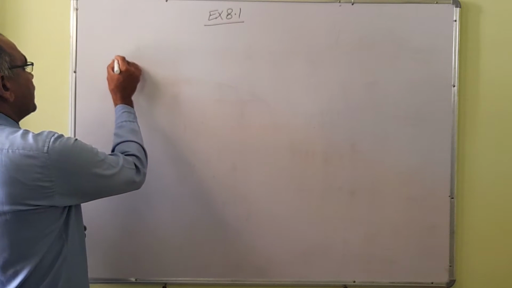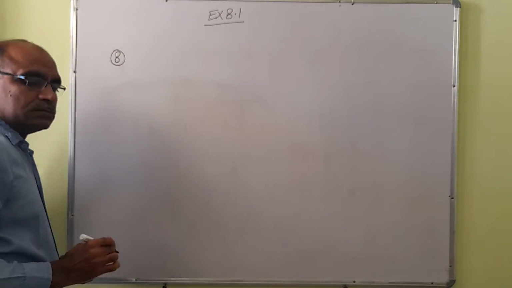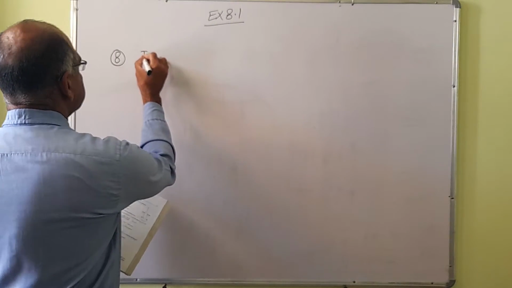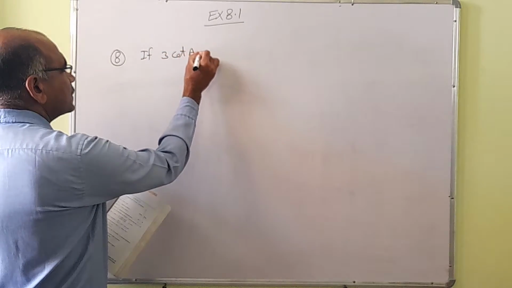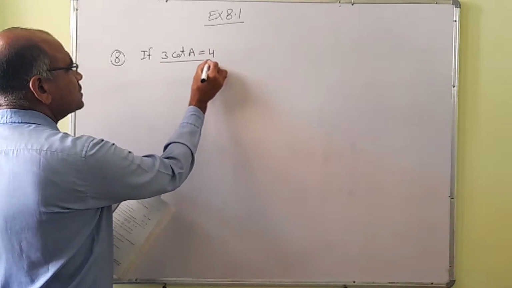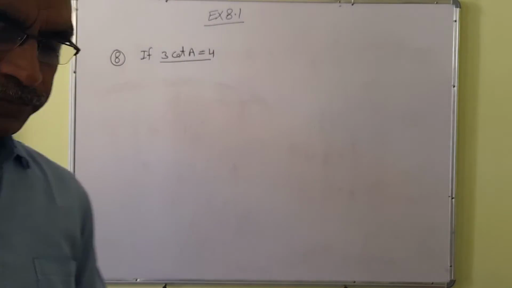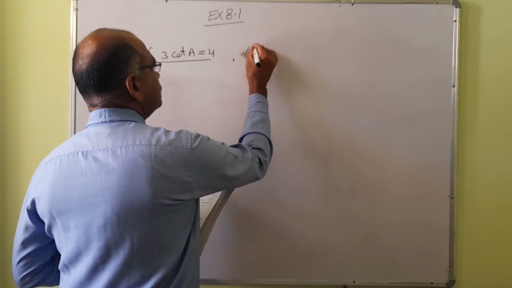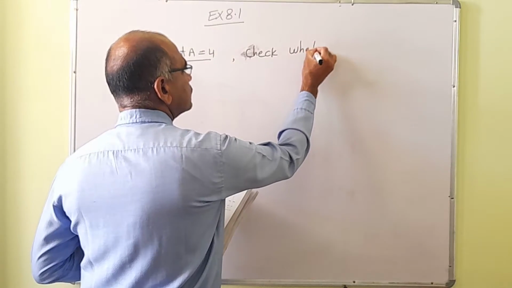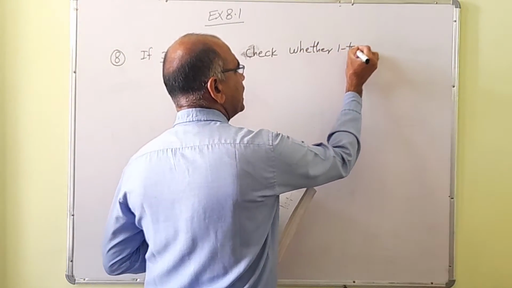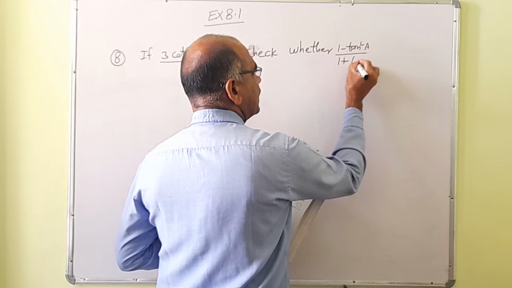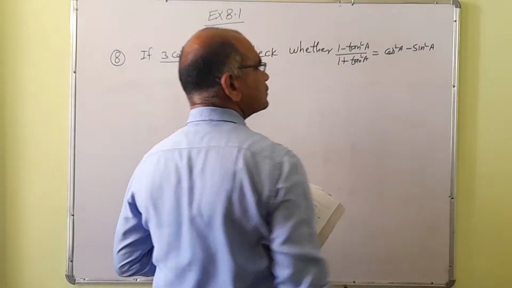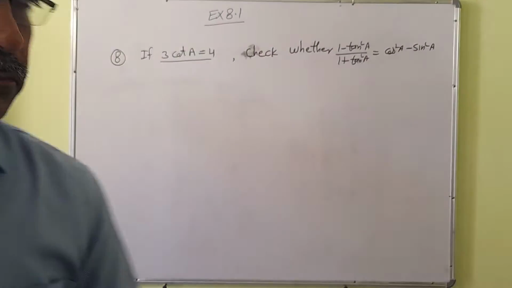Now I am coming on important question number 8. Question number 8 is, if 3 cot A equals to 4, this is the basic statement which is given, and our question is check whether (1 minus tan square A) upon (1 plus tan square A) equals to cos square A minus sin square A. This is our question.